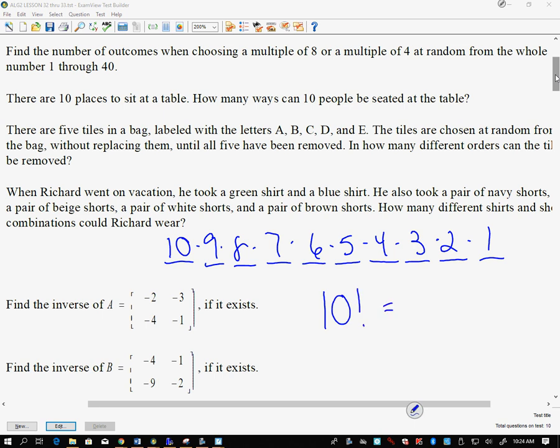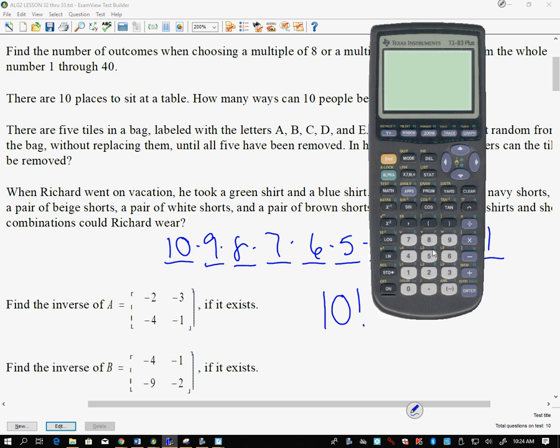Let me show you if I can remember this. All right, we'll pull this up. Let's clear this out. We have 10, then we're going to hit math, then we're going to go over to probability, and we're going to see a little exclamation mark. That means factorial. All right, so how many different ways can these 10 people sit down?